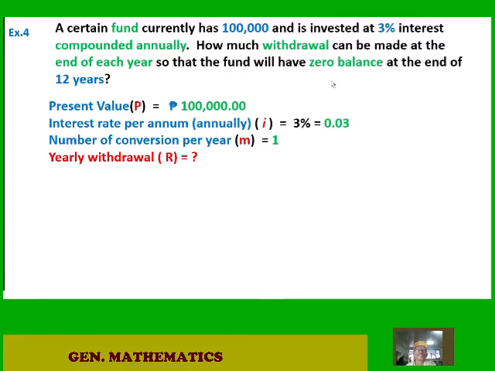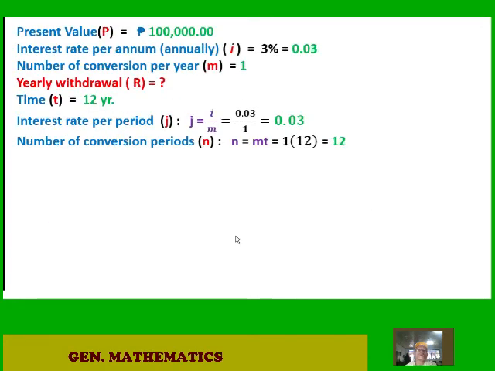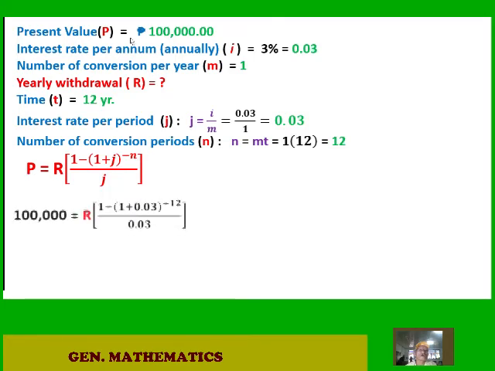So the unknown is R, the yearly withdrawal R, so that at the end of 12 years, T equals 12 years, there is zero balance. So let us solve for J and N. J is I, 0.03 over M, 1. N is M times T, M is 1, T is 12. So, substitute P equals 100,000, J is 0.03, N is 12.